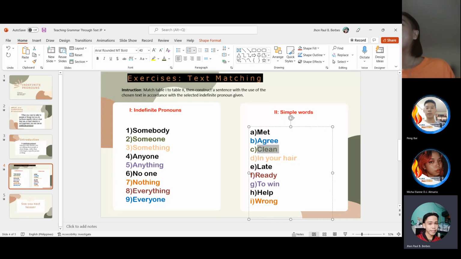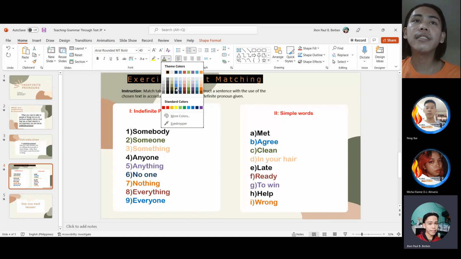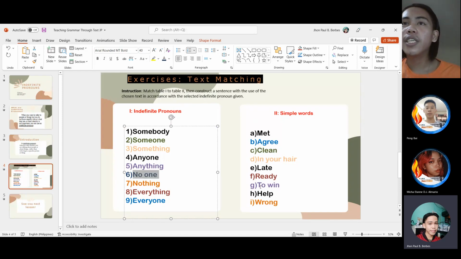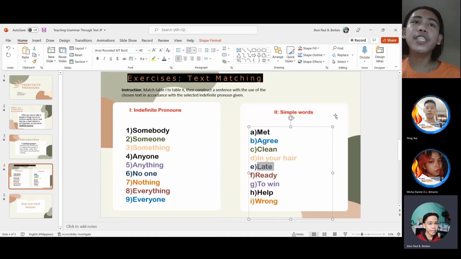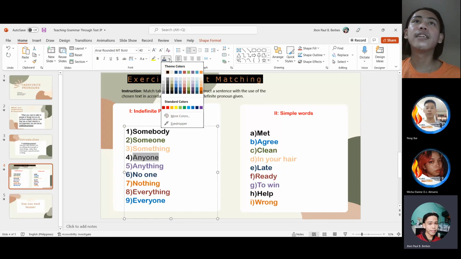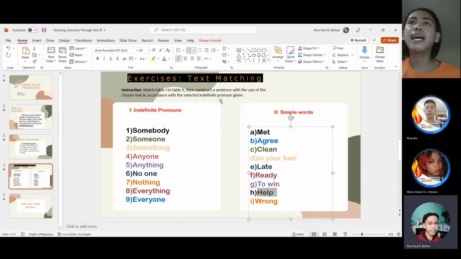And finally, he never exerts himself to help anyone. So she uses "no one," I want to highlight this one. And then she uses "late," the word late, that one. And then finally, she uses "anyone," and then "help" as a kind of verb or simple word in table 2.